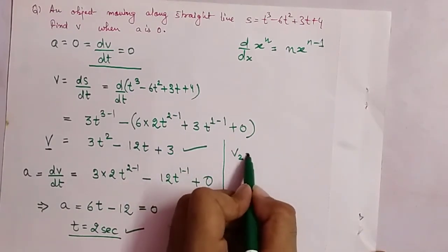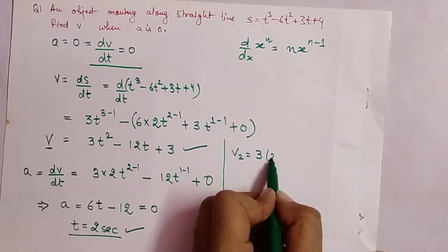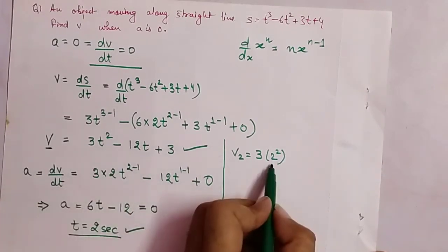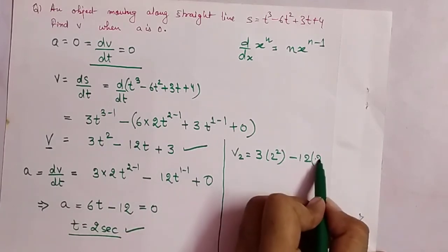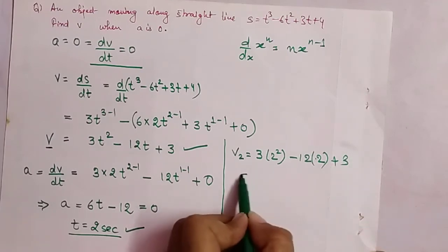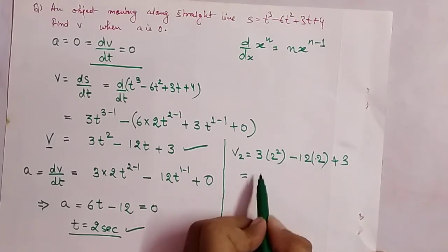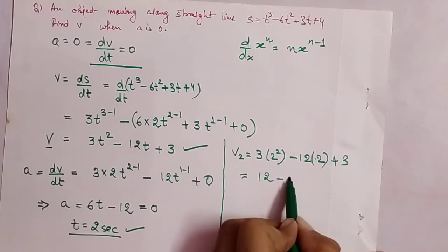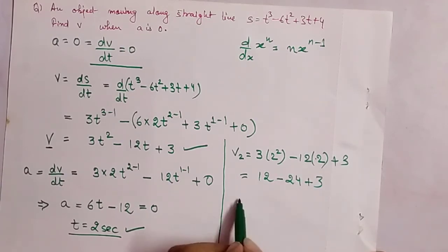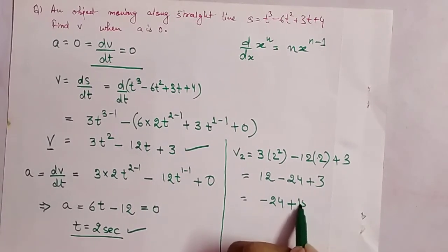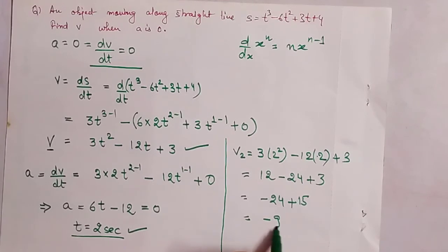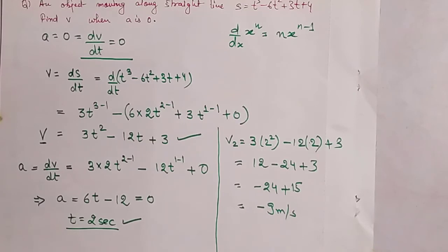So v at 2 will be 3 into 2 square, from t square I can put 2 square, then minus 12 into t, that is 2, and plus 3. Alright, so this is 4 into 3, that is 12, minus 24 and plus 3, which will become minus 24 plus 15, and the value you will get is minus 9 meters per second. Alright, so this is the velocity that we got at t equal to 2 seconds.